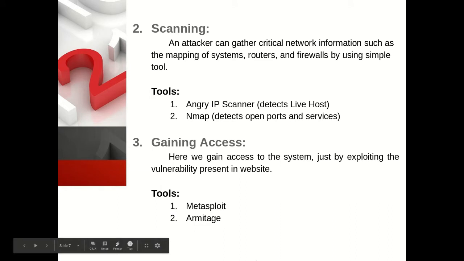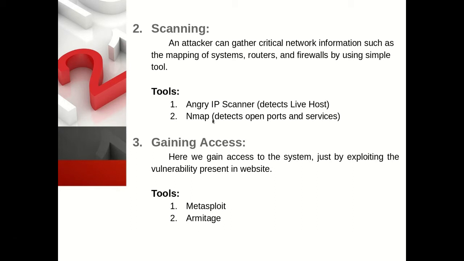The second phase in hacking is scanning. Scanning is also a type of information gathering, but here we gather information directly by interacting with the target. So in this phase we gather information like open ports, services running on the system, vulnerabilities present on that system, etc. To do scanning, we use tools like Angry IP Scanner. Angry IP Scanner is used to detect live hosts in the network. And the second tool is Nmap. It is a very powerful tool used to detect the open ports and services running on the target.